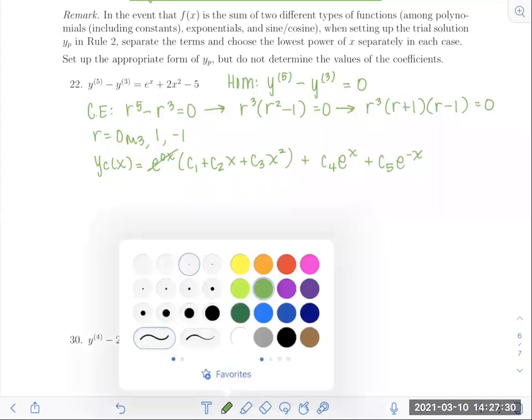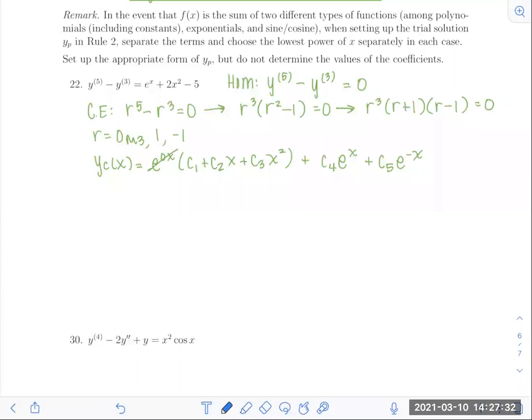So now I'm going to switch colors because I'm switching gears. Now I'm going to analyze the function f of x. So we have e to the x plus 2x squared minus 5. All right, let's list out our terms.